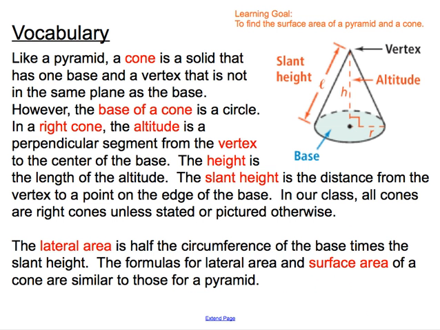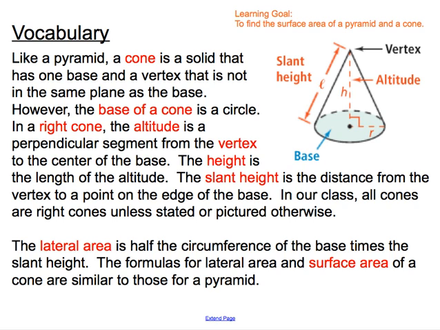So like a pyramid, a cone is a solid that has one base and a vertex that is not in the same plane as the base. However, the base of a cone is a circle. In a right cone, the altitude is a perpendicular segment from the vertex to the center of the base. The height is the length of the altitude. The slant height is the distance from the vertex to a point on the edge of the base. In this class, all cones are right cones unless stated or pictured otherwise.